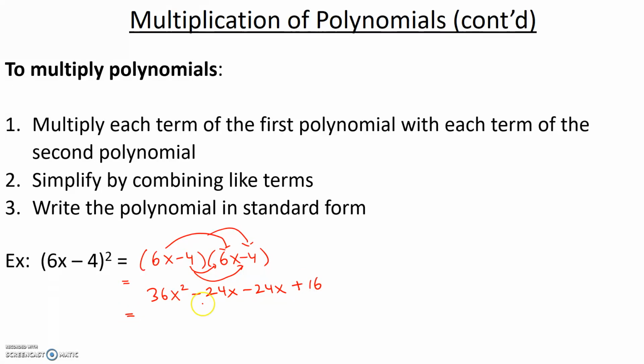Then we combine our like terms, which are the negative 24x and negative 24x, and our final result is 36x squared minus 48x plus 16.